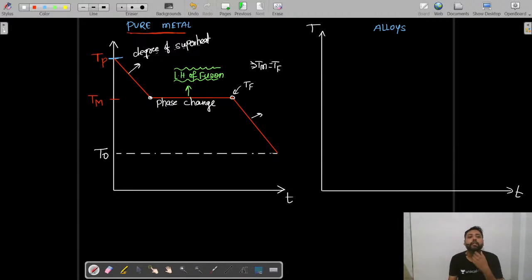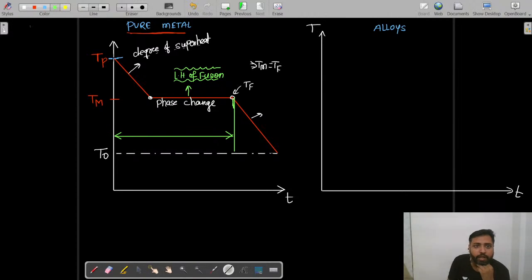Now dear students, if you look at this time from here up to here, this total time is what we call the total solidification time.